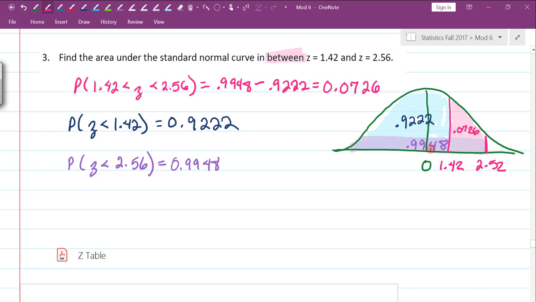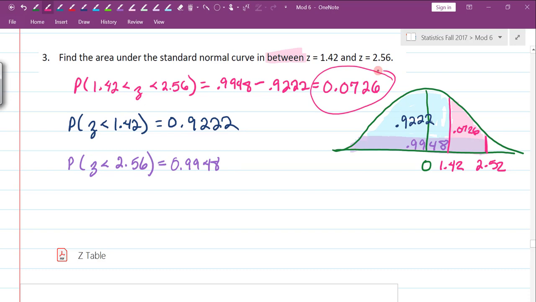What am I interested in, my area, though? This area right in here. So the area under the curve between z equals 1.42 and z equals 2.56 is 0.0726. That's my answer.